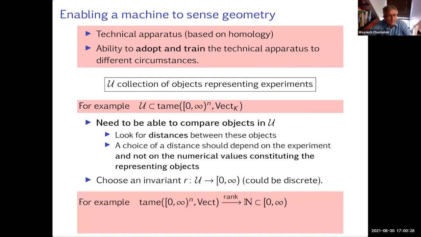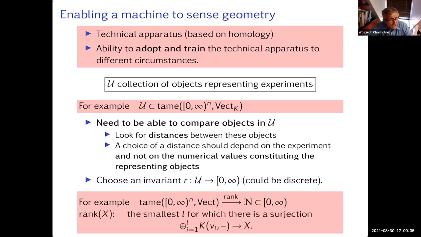So, for example, in the case of these parameterized vector spaces, we might take the rank. Just to remind you, the rank is the smallest number for which there is a surjection from a free module onto X, the minimal number of generators of X. That's like the simplest thing that you might consider. That's the simplest observable, the smallest number of generators. A very easy invariant to calculate, for example. It's linear time. All right.